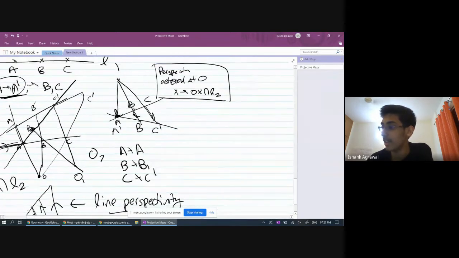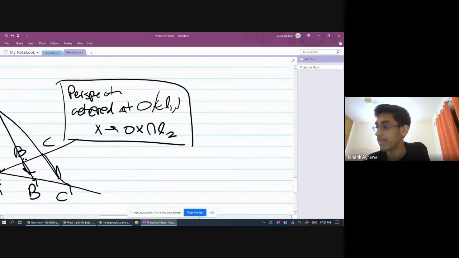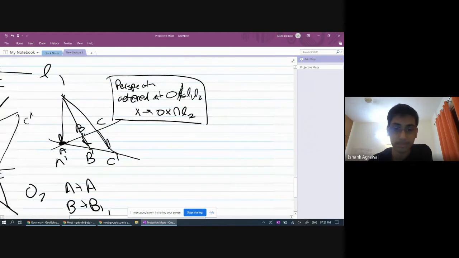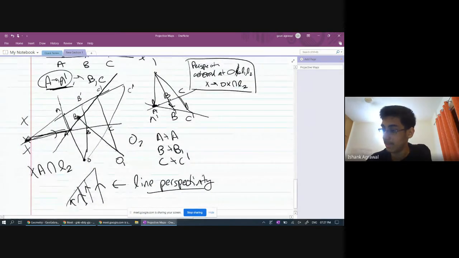In fact, I should add here, O is not in L1 and L2. Otherwise, you don't get a map. Remember, all maps must be bijective. For every point, there must be an image, and for every image, there must be a pre-image. Otherwise, the map won't be well defined. Okay. So yeah, so we got ABC to AB1, C1, and now what we do is we map.